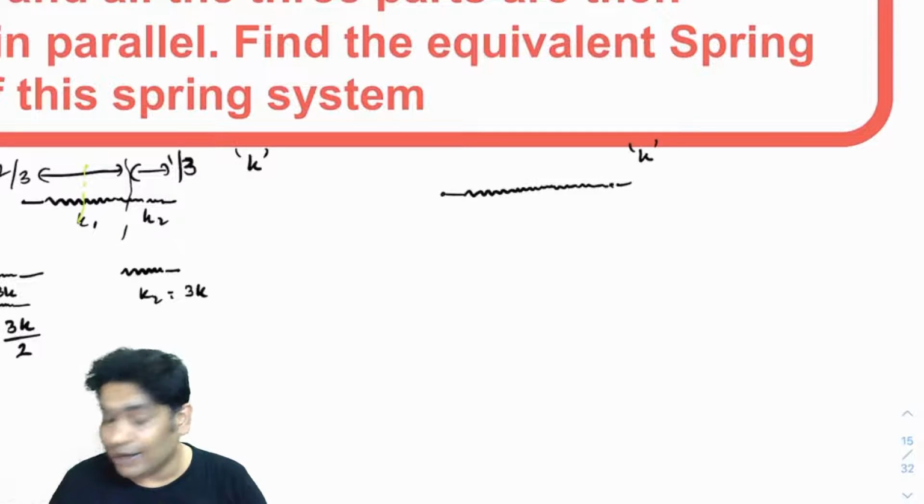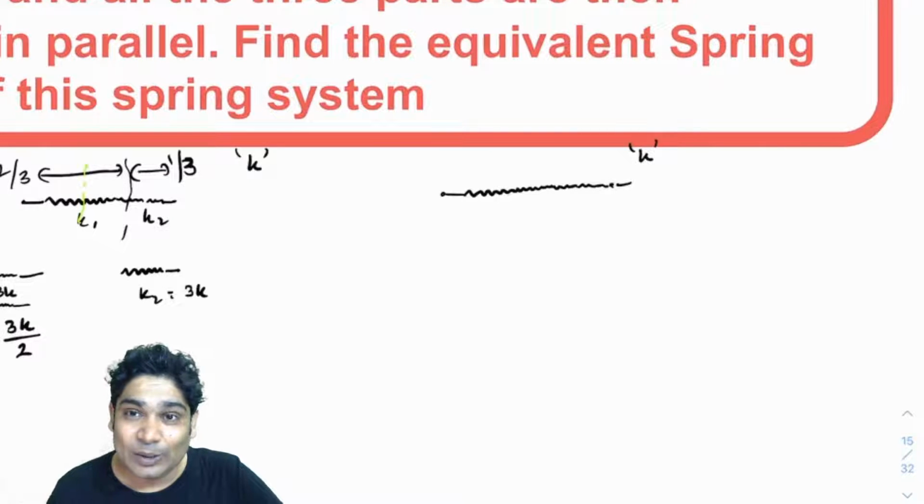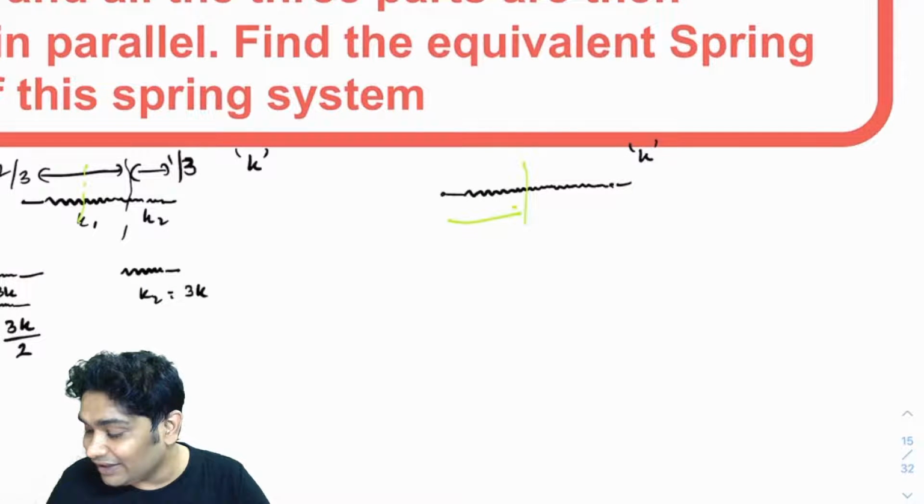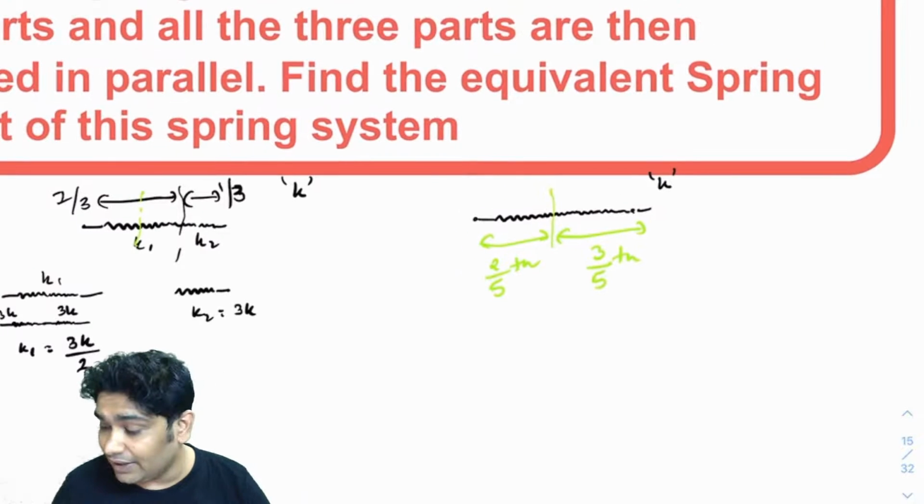So let's say you have a spring, and this spring has a spring constant of K. And how many parts do I cut this into? Okay, so let's say I am cutting this into two parts. So one is 2 by 5 of the length, and another is 3 by 5. So these are the two parts that I have cut my spring into.